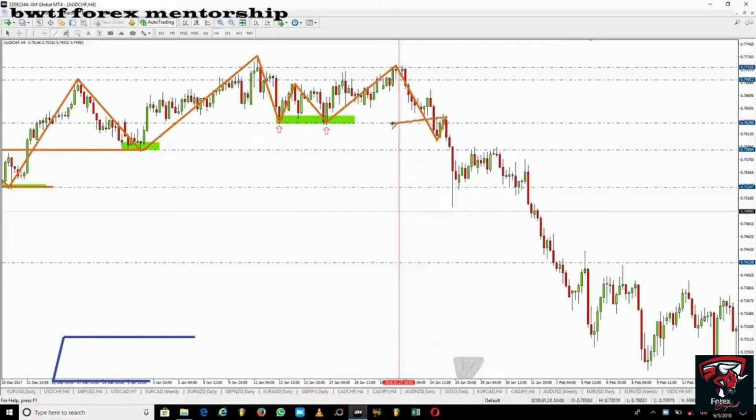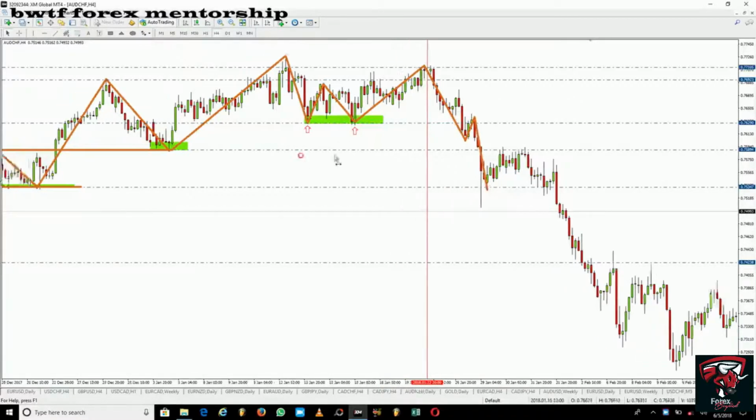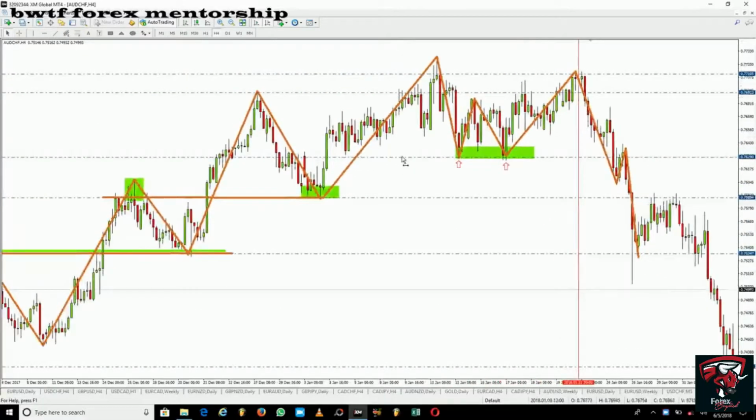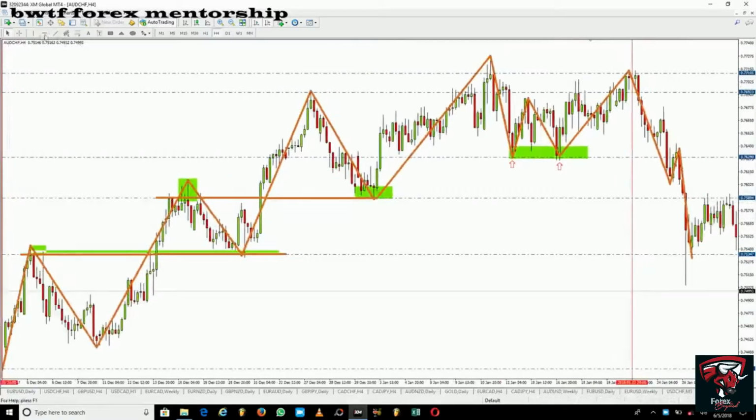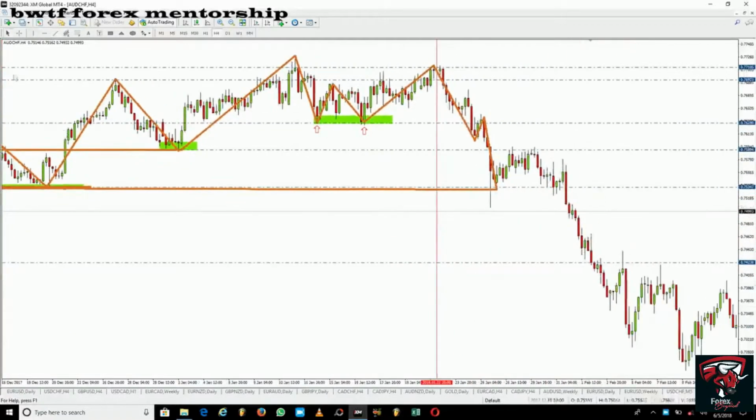Where do you expect it to go to? It already broke the structure, and it broke this too, so now where do you think it's going? It's going to the previous structure, which is where? Let's look left. It dropped to the previous structure, which is here. See the structure here, the structure here, and that's exactly where the market turned around and went back up again.